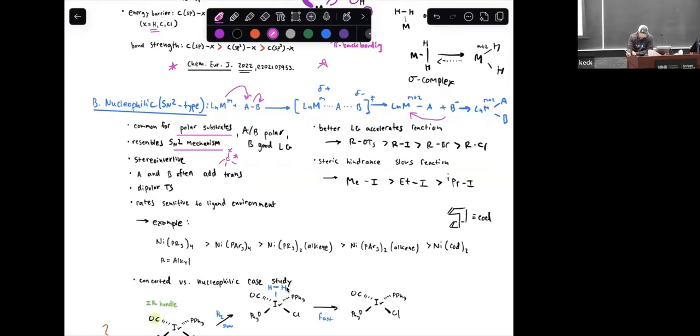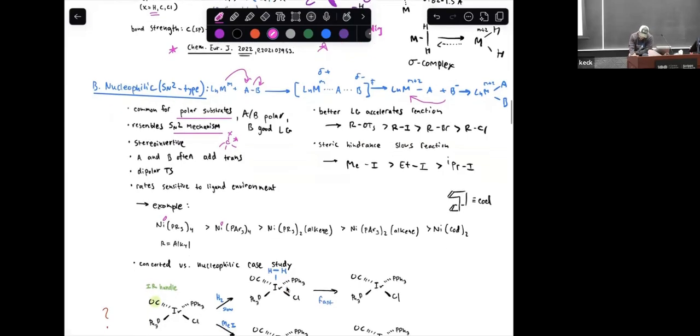We can consider a case of oxidative addition of a representative series of nickel zero complexes to get a sense for how ligands can influence the relative rates. So if we just, in this case, consider, let's say, methyl iodide, for example, then the relative rates will be as such.